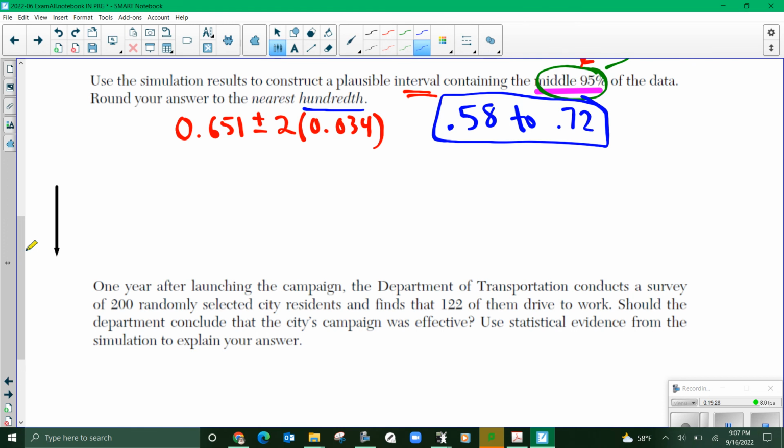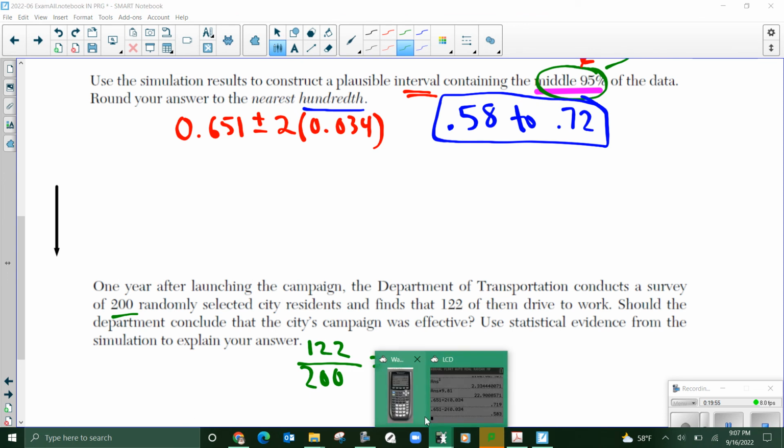Should the department conclude that the city's campaign was effective, use statistical evidence from the simulation to explain your answer. Now, I think we'll do one thing mathematically. Out of the 200 that they randomly selected, 122 of them still drive to work. They don't take public transportation. Let's figure out what probability that is. That's our only math we're going to do.